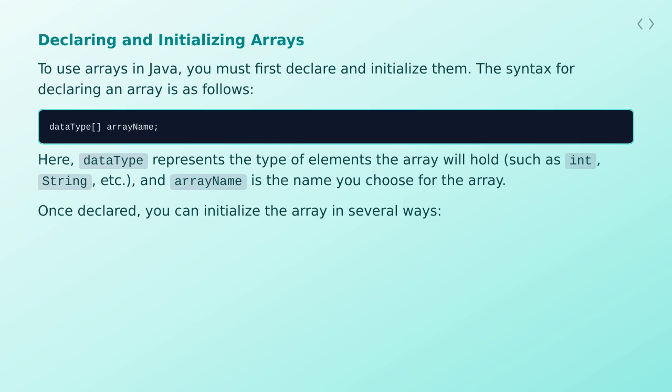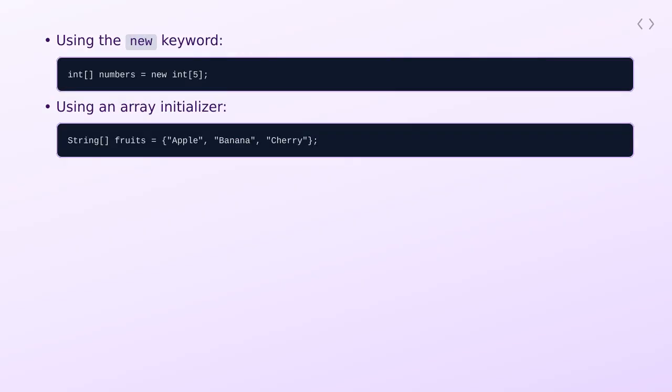Once declared, you can initialize the array in several ways. First, using the new keyword. Next, using an array initializer.